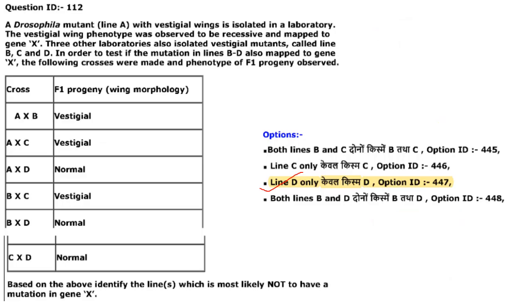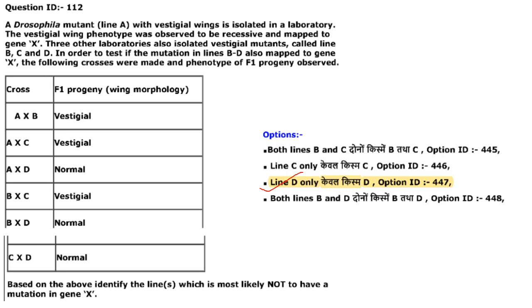Then next one. A Drosophila mutant line with vestigial wings is isolated in a laboratory. The vestigial wing phenotype was observed to be recessive and mapped to gene X. This was mapped to a gene called as X. It is not X chromosome, it is just gene X. As we say gene A, gene B, gene C, just like that gene X.